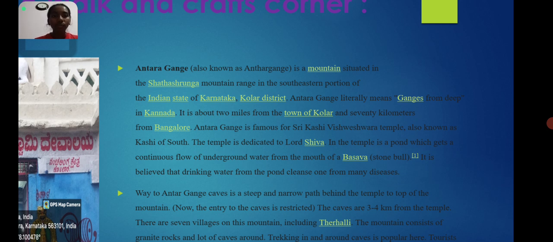Antaragange is famous for Sri Kashi Vishveshwara temple, also known as Kashi of the South. The temple is dedicated to Lord Shiva. In the temple is a pond which gets a continuous flow of underground water from the mouth of the Basava stone hill. It is believed that drinking water from the pond cleanses one from many diseases.